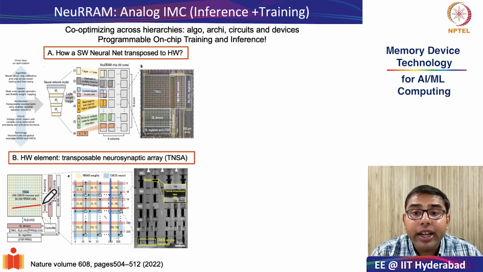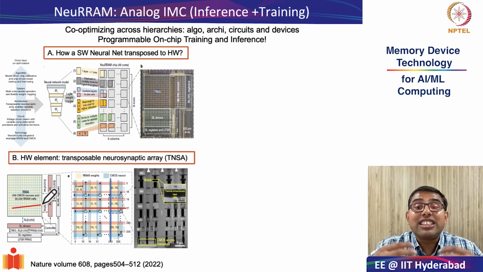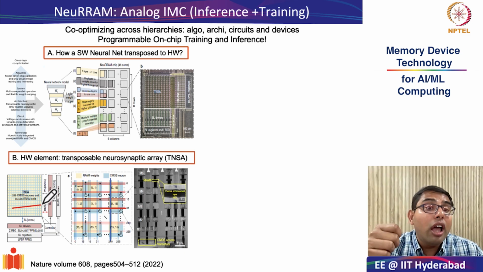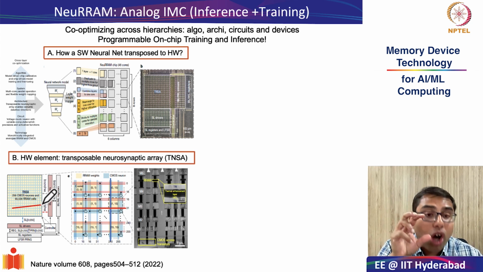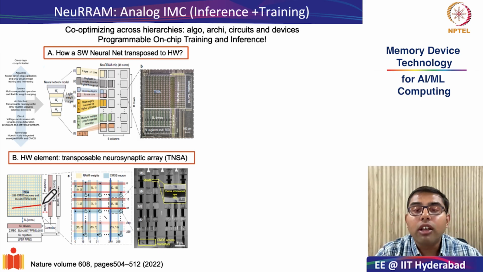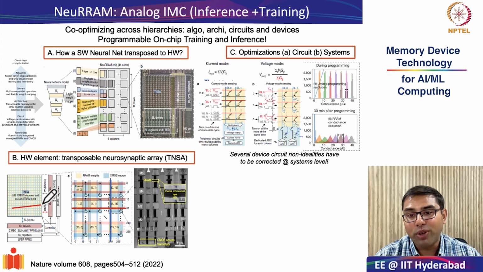This transposability is absolutely crucial because it allows the same hardware to operate under the forward inference and backward weight update, which is necessary in training. In other words, this architectural flexibility of the TNSA core allows algorithmic flexibility to have inference and training within the same chip. And this is why this was a very big breakthrough. Next, we look at the optimizations at the circuit level and the system level.